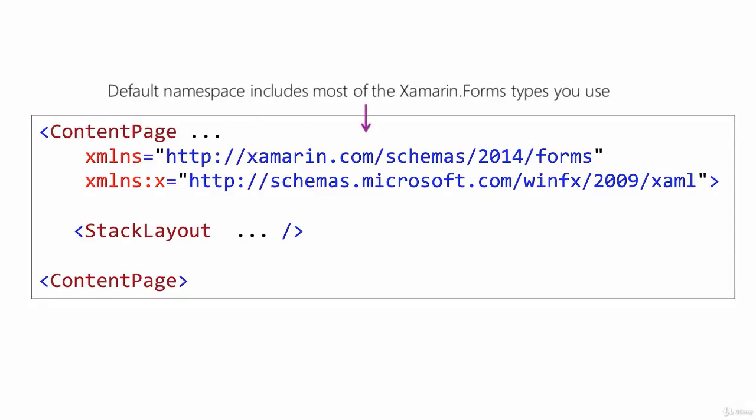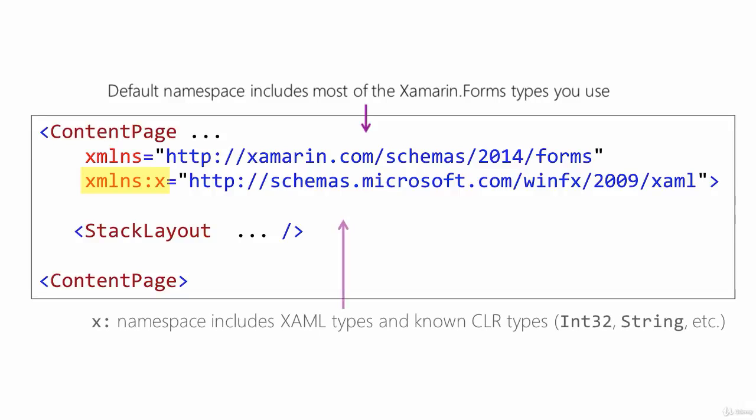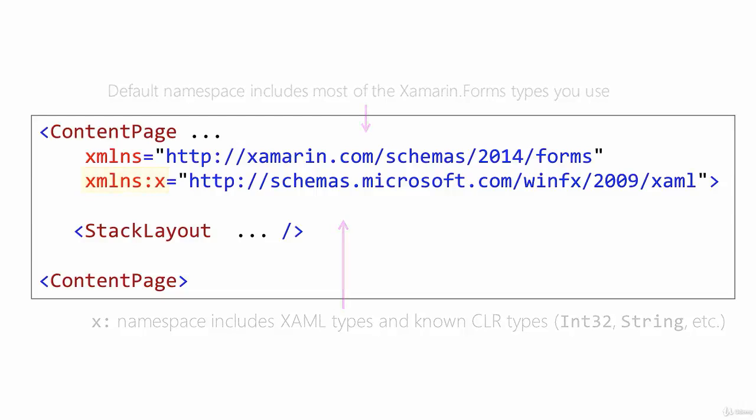Xamarin Forms associates almost all the built-in namespaces with the default namespace declared at the top of the XAML file. That's why you don't need to specify the namespace for a button as part of the tag. This definition will change for each technology you work with. There is a second namespace defined named x. This will be the same definition no matter what technology you are working with, and it defines all of the available XAML keywords. This is also where you will find intrinsic CLR types like strings, integers, and doubles. These two namespaces will be present in every XAML file you create.